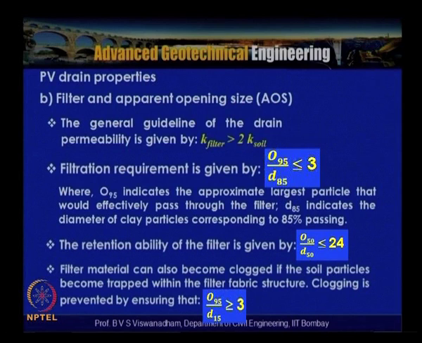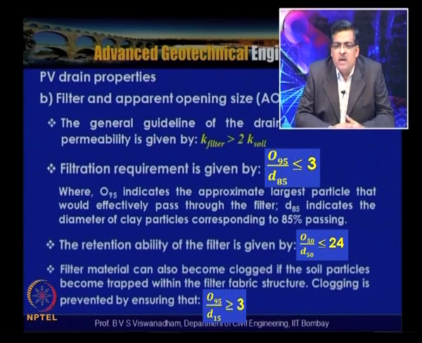The filtration requirement is given by O95 by D85 less than or equal to 3. O95, the opening size, indicates approximately the largest particle that would effectively pass through the filter, and D85 indicates the diameter of the clay particles corresponding to 85% passing. The retention ability of the filter is given by O50 by D50 less than or equal to 24. And the filter material can also become clogged if soil particles become trapped in the filter fabric structure.